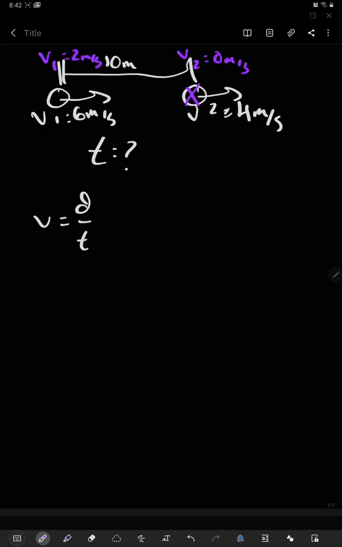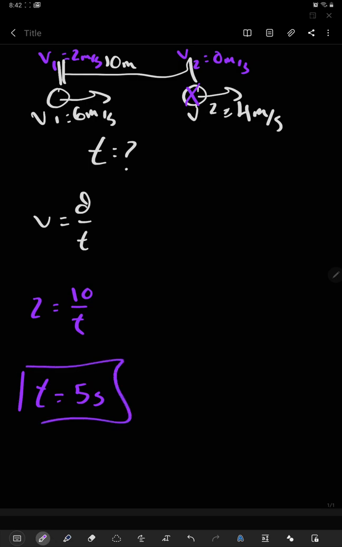So then down here, I would say 2 equals 10 over t, and I would solve for t, which would be 10 divided by 2, which is 5 seconds. So it's going to take me 5 seconds to catch up to you.